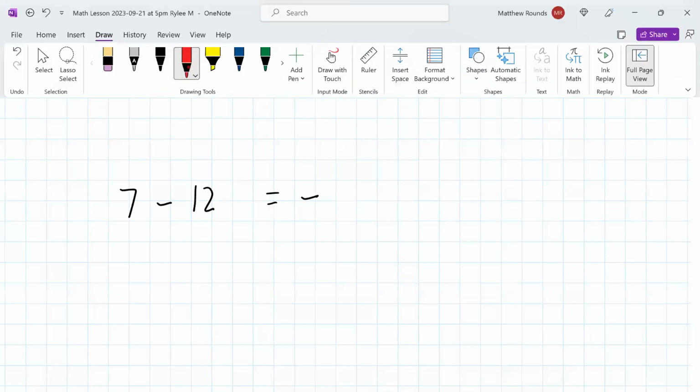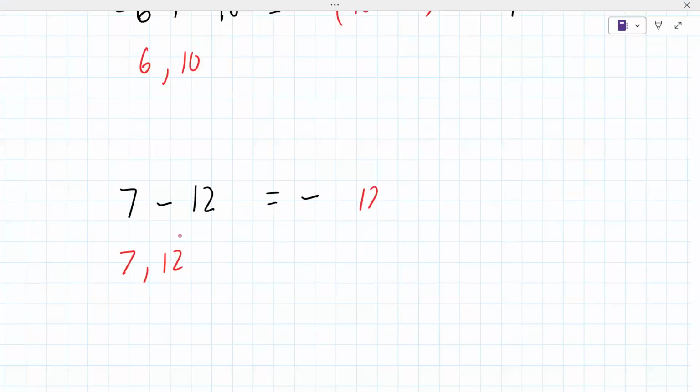Let's say it's 7 minus 12. You really want to treat this as 7 and negative 12. So which is further from zero, 7 or negative 12? 12, negative 12. So we know the answer is negative. Then you look at the numbers without the sign, and you take the larger and subtract the smaller.